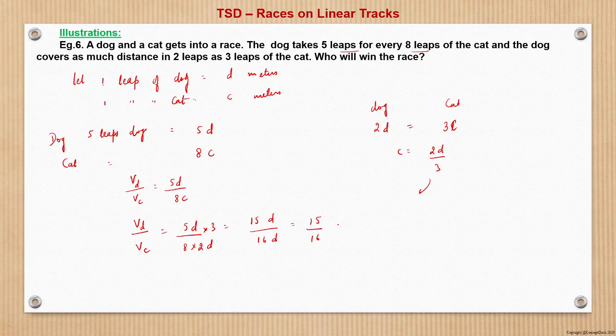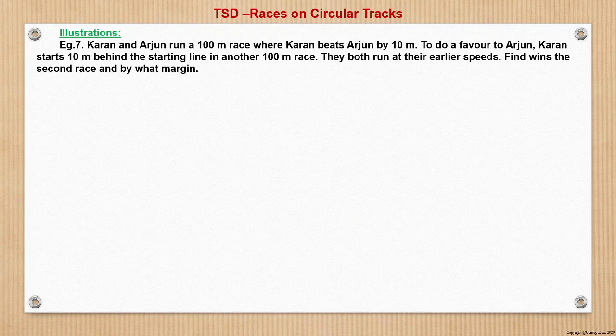So now we have obtained the ratio of speeds of dog and cat. So the question is, who will win the race? Since the dog and cat have started the race from the same point, and this cat is faster than the dog, who will win the race? So here we can say that the cat will win the race. This is the answer. So questions are like this only. A few more problems of this nature we will see later on.